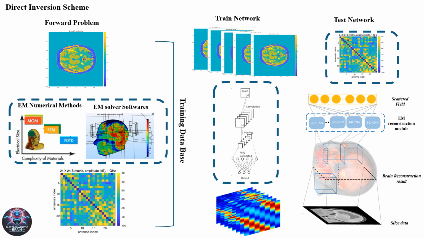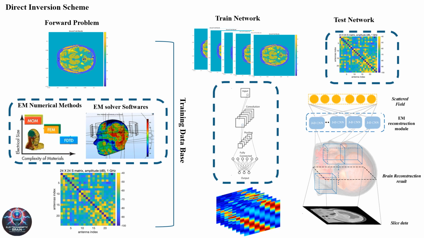Numerical methods like the method of moments, MOM, finite element method, FEM, and finite difference time domain, FDTD, are commonly used to simulate the forward scattering problem. In addition, this analysis can be done by electromagnetic wave software like CST Studio, HFSS, and FEKO. These simulations generate scattering parameters, S-parameters, which represent how electromagnetic waves scatter based on the material properties of the brain. This data is essential for creating a comprehensive training set for the AI model.